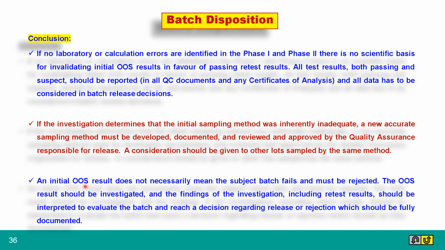An initial OOS result does not necessarily mean the subject batch fails and must be rejected. The OOS result should be investigated, and the findings of the investigation, including retest results, should be interpreted to evaluate the batch and reach a decision regarding release or rejection, which should be fully documented.